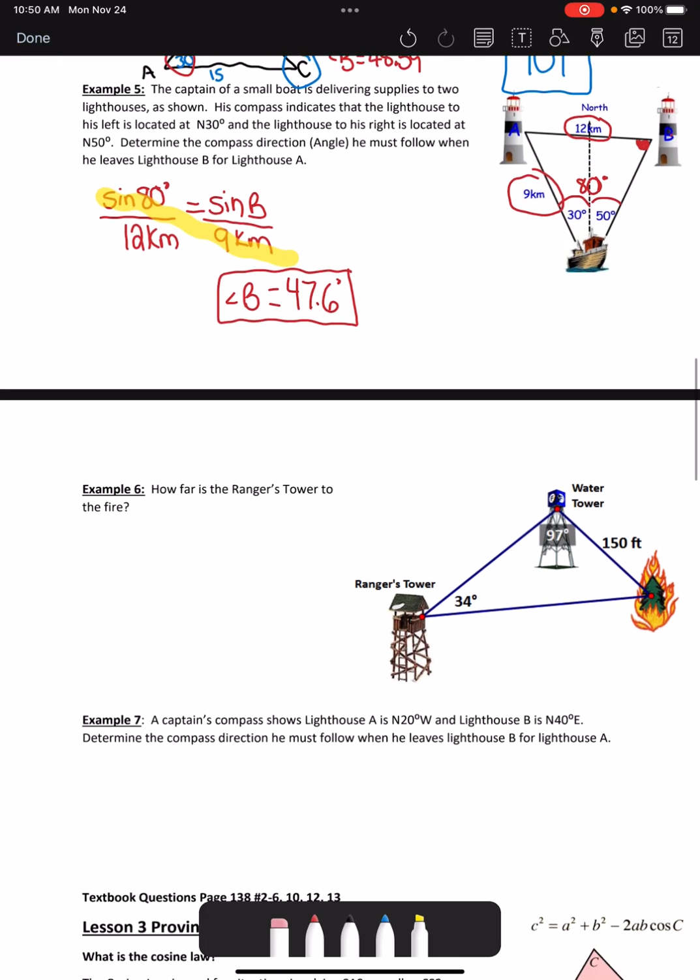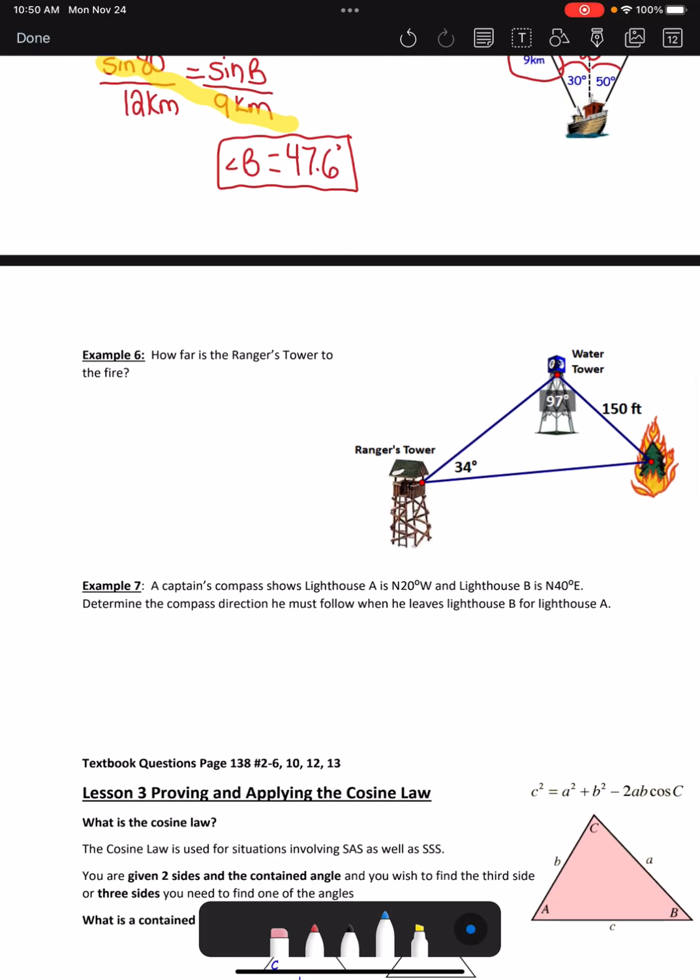There you go. Okay, so example 6. How far is the ranger's tower to the fire? So again, if we were to set this up, we can see that the ranger's tower is opposite to the 150. So sine 34 degrees is opposite to the 150 feet. And we're looking for the distance between the ranger's tower and the fire. So this is what I'm looking for, I'm going to label it as X, and that's opposite to that 97 degrees.